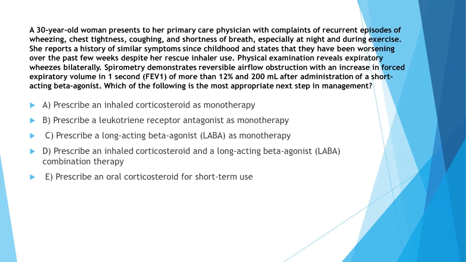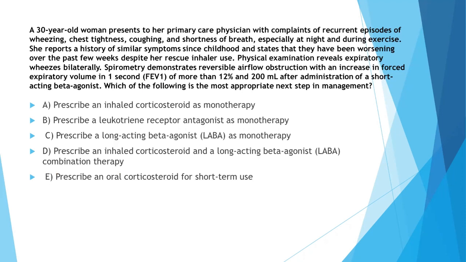So a 30-year-old woman presents to her primary care physician with complaints of recurrent episodes of wheezing, chest tightness, coughing, and shortness of breath, especially at night and during exercise. She reports a history of similar symptoms in childhood and states that they have been worsening over the past few weeks despite her rescue inhaler use. Physical examination reveals expiratory wheezes bilaterally. Spirometry demonstrates reversible airflow obstruction with an increase in forced expiratory volume in 1 second of more than 12% and 200 ml after administration of a short-acting beta agonist.